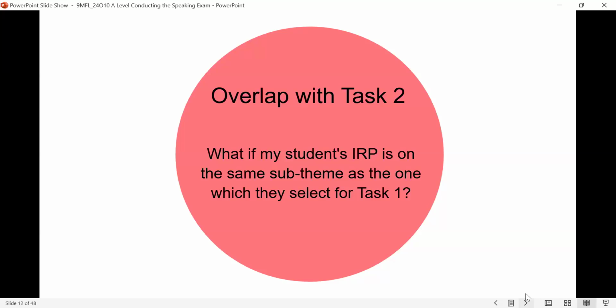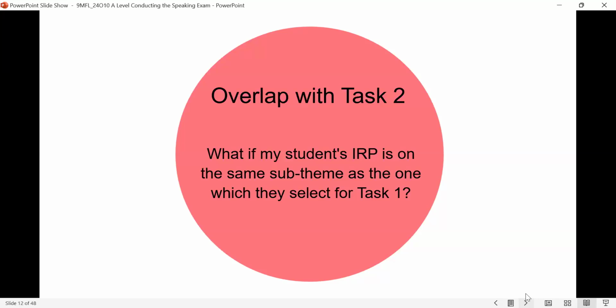So if they happen to have talked about something, and this is true as well with the independent research project, if they happen to have mentioned something, it's absolutely fair for you to say, oh, tell me a bit more about that. But we have to be very careful about assuming particular factual knowledge, because you never quite know what it is they know or remember in that time.